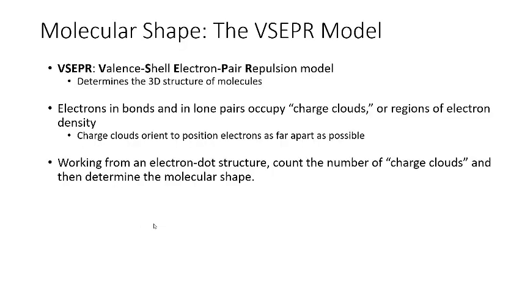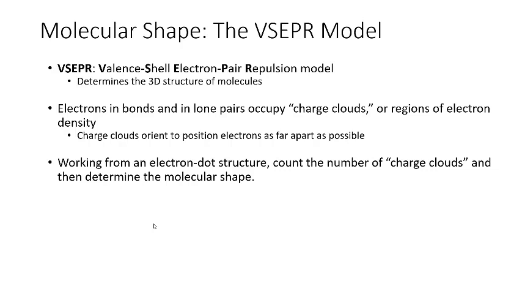So the VSEPR model is the theory that underlies our determination of the molecular shape of molecules, the 3D geometry of molecules. VSEPR stands for Valence Shell Electron Pair Repulsion model. Electrons in bonds and in lone pairs occupy what are called charge clouds or regions of electron density. These charge clouds orient in a 3D positioning so that the electrons are as far apart as possible.